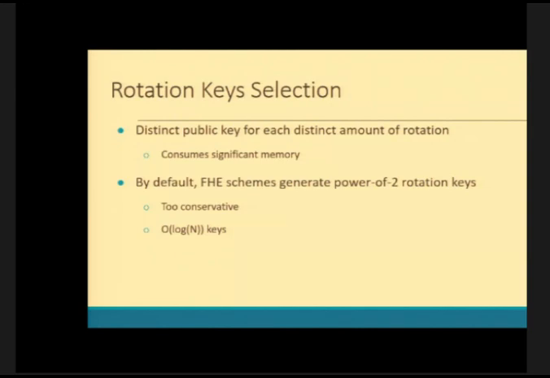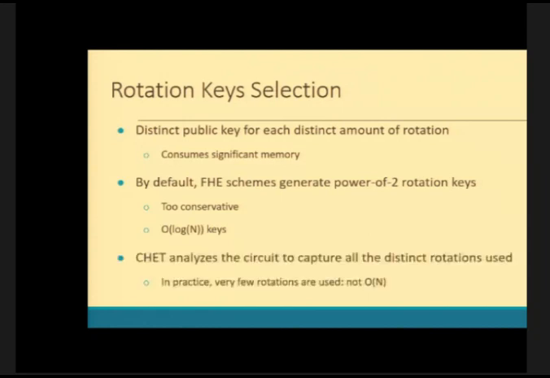We calculate all the distinct numbers of rotations. In general, given these distinct rotations, you can find the minimum number of keys under some constraints and so on. But in practice, we notice that the number of distinct rotations for all these programs is not that high. They are of the order of log n. So we simply generate rotation keys for all of them and use them directly.